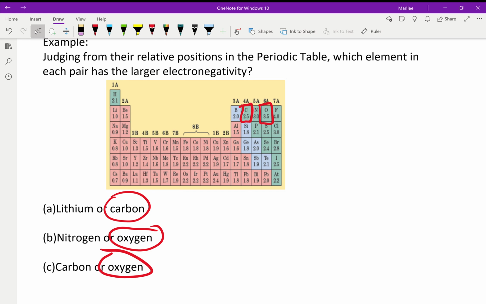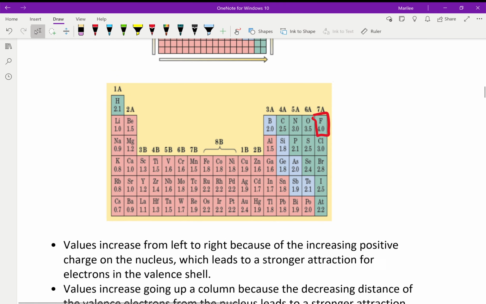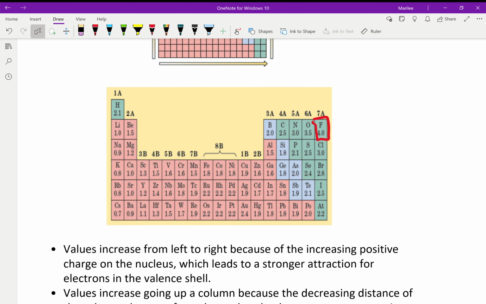I'm going blind, I can't find barium. Ba, look on a bigger table, sorry guys. Oh, right here. Oh wow, barium.